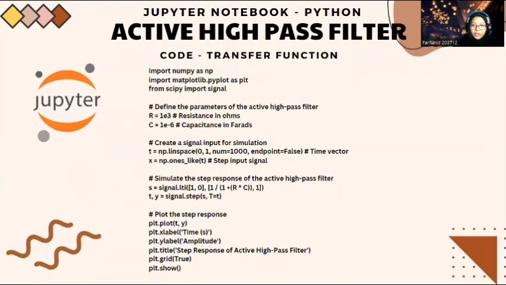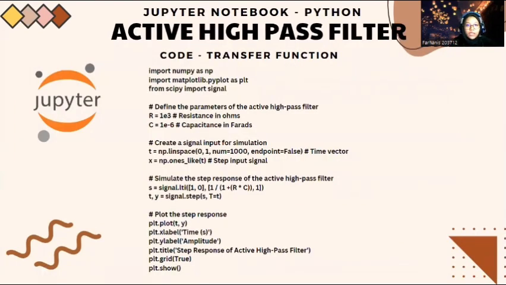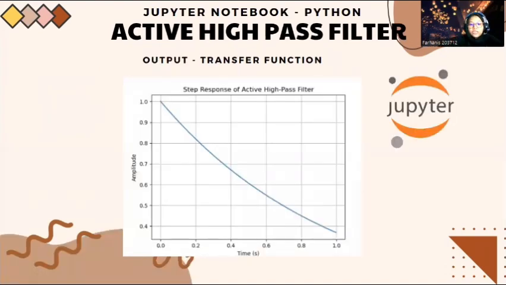And so this is the first coding for the high pass filter. This is for the transfer function. This is the circuit that I will be using. And then this is the code that I made using Python in Jupyter Notebook. And in the end, this is the output for the transfer function.